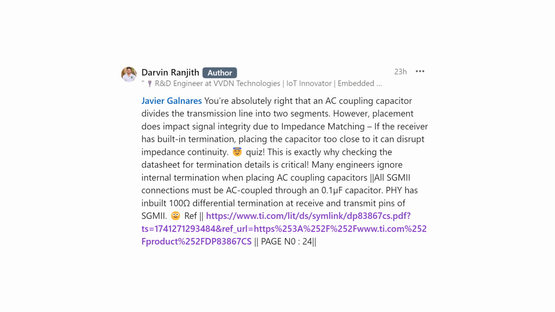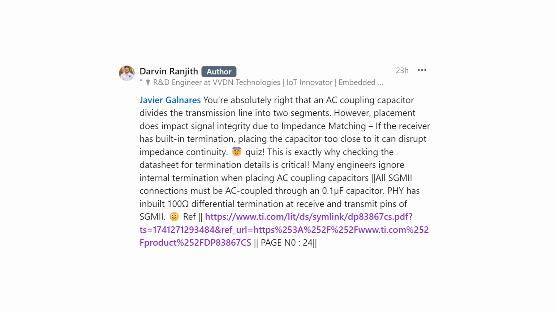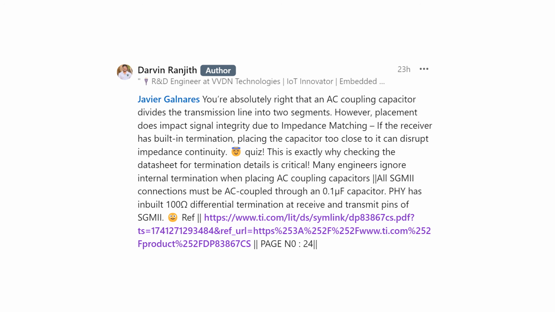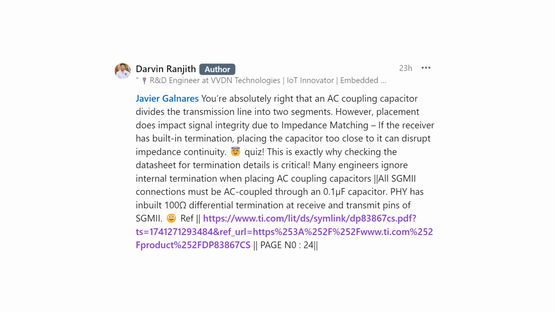Darvin also writes, Javier, you're absolutely right that an AC coupling capacitor divides the transmission line into two segments. However, placement does impact signal integrity due to impedance matching. If the receiver has built-in termination, placing the capacitor too close to it can disrupt the impedance continuity. And then he says, this is exactly why checking the datasheet for termination details is critical. Many engineers ignore internal termination when placing AC coupling capacitors. And then he provides a datasheet from Texas Instruments. Now, there was a reply to this comment with the datasheet link.